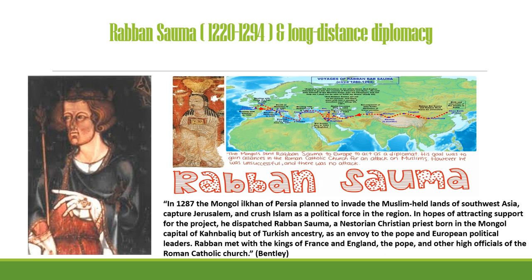So that's quite a lot to say, but Salma had a pretty complicated background. As an envoy to the Pope, he was sent to negotiate with the Pope and other European political leaders. Rabban met with the kings of France and England, the Pope, and other high officials of the Roman Catholic Church. So this is an example of, again, long-distance trade sometimes being used for negotiations, sending an envoy, diplomat, an ambassador from one place to another, in this case, very far away.